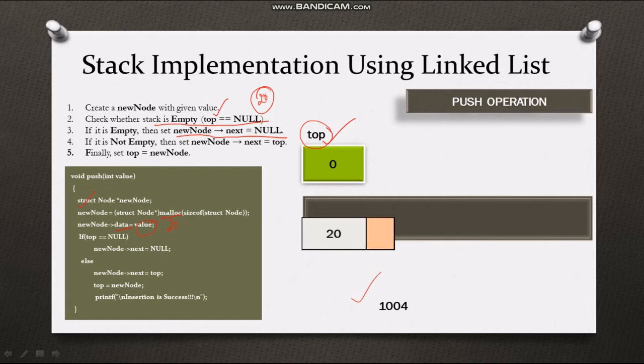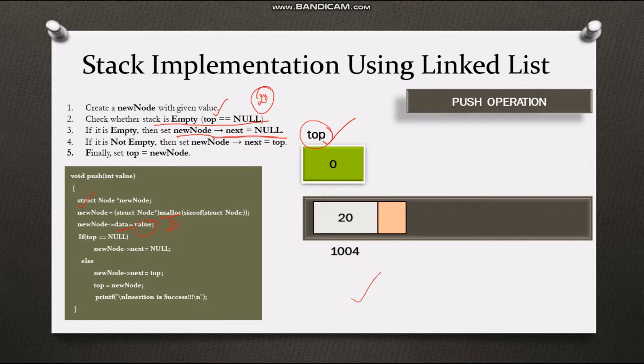So what we will be doing is that we would be setting the next of the new node. So this is the new node. We'll be setting the next of the new node as null, or I'm representing the null as 0 here. And from the third step, we'll come to the fifth step. Then we need to set the top equal to the new node. So assigning the top with the address at which the new node is stored, which is 1004. So we'll be updating this value as 1004. So we have successfully performed the push operation into an empty stack.